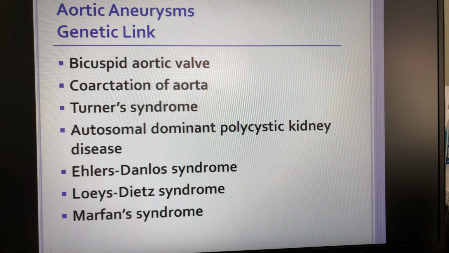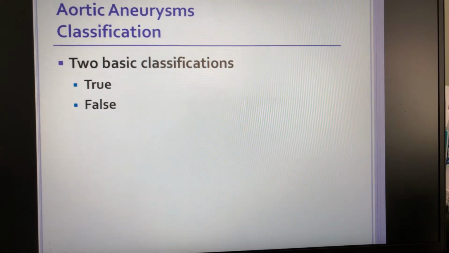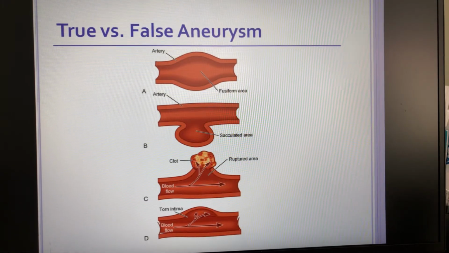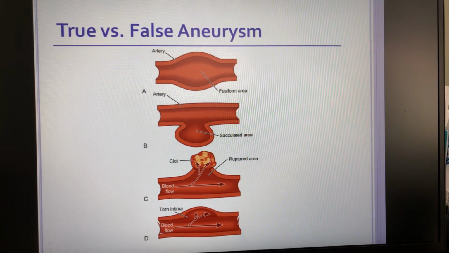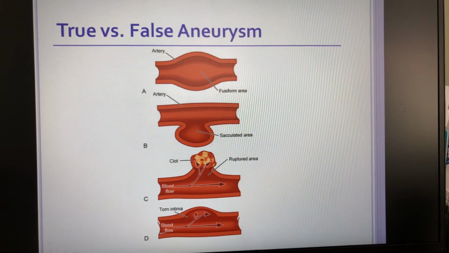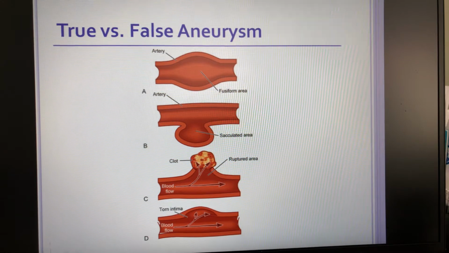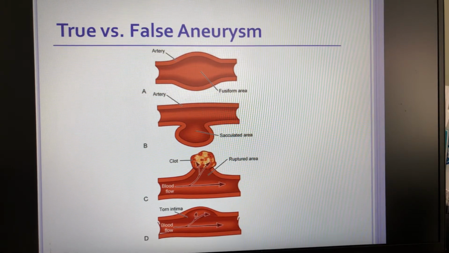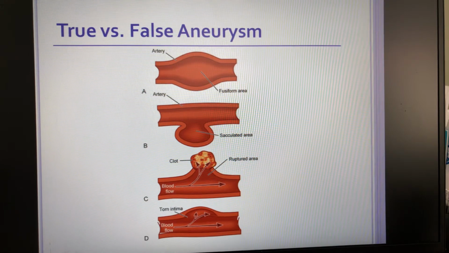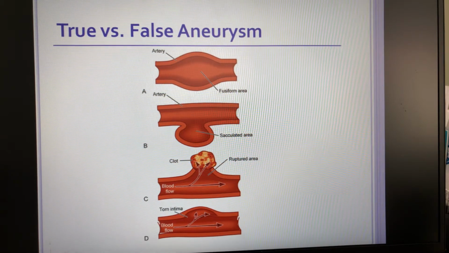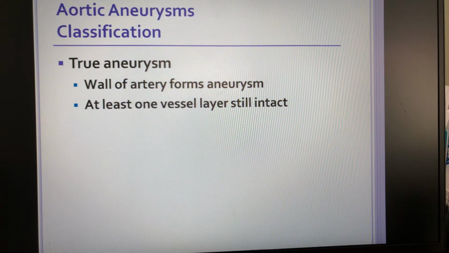You do have two basic classifications for aortic aneurysm. It's either a true or a false aneurysm. This is a true versus false. A is a true fusiform abdominal aortic aneurysm, and B is a true saccular aortic aneurysm. C is a false aneurysm, or what we call a pseudoaneurysm, and D is what happens when aortic dissection actually occurs.